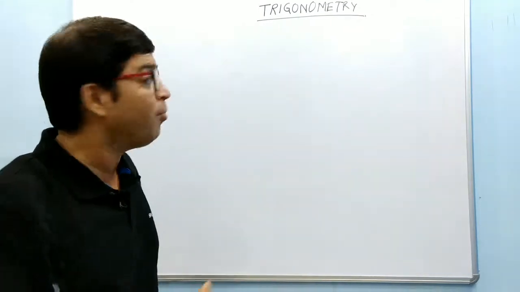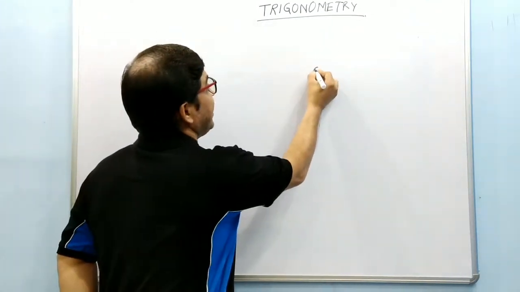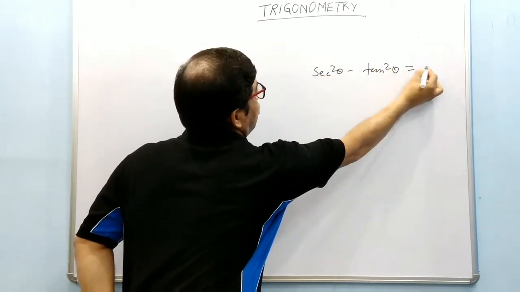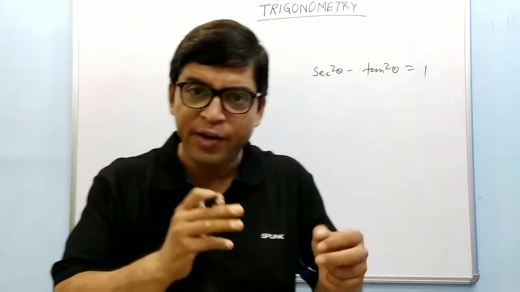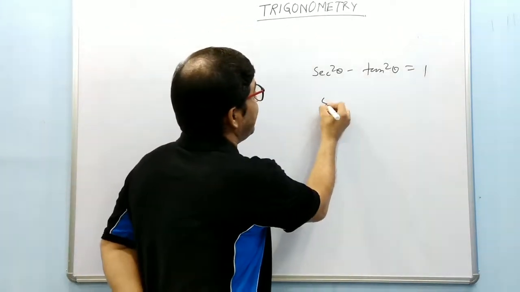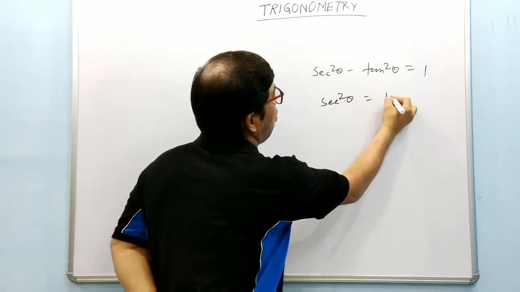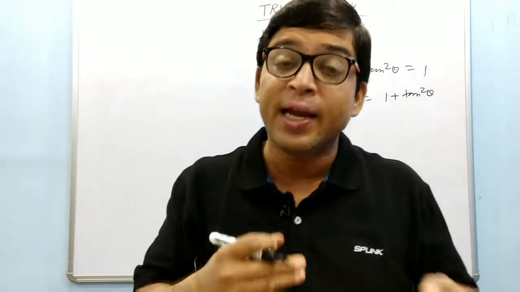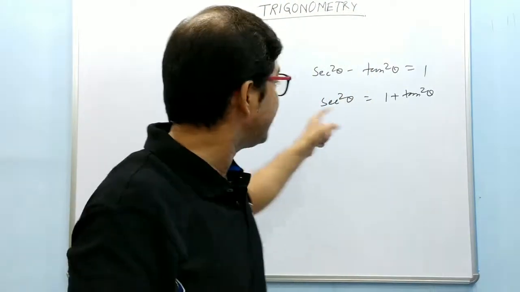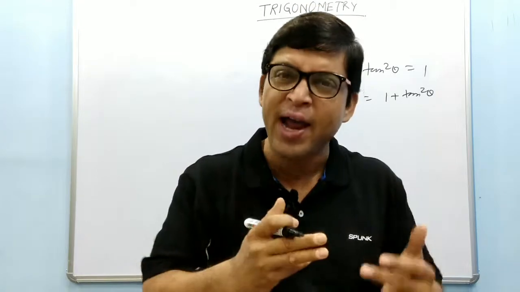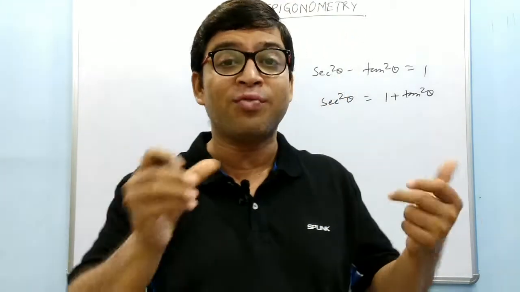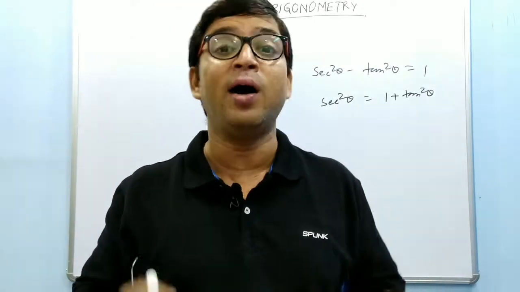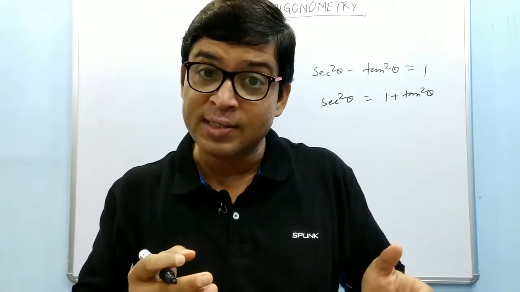Now see the second identity, that is sec square theta minus tan square theta equal to 1. How many ways can we use it? We can just write sec square theta is equal to 1 plus tan square theta. I have seen students getting confused. They just write sec square theta is 1 minus tan square theta. Why? Because they are used to the earlier formula sin square theta is equal to 1 minus cos square theta, or cos square theta is equal to 1 minus sin square theta.